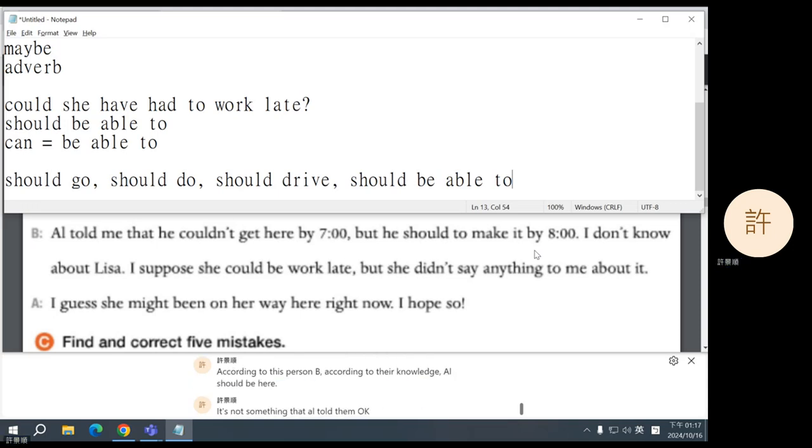Okay? Okay. The key is whether you repeat the idea of be able to, right? Al said he could not, which means he was not able to. So if you say he is able to, these words belong to Al. If you don't say he is able to, if you directly say he should be here, then it does not belong to Al. It belongs to this person who's talking. Okay, good. Other questions?